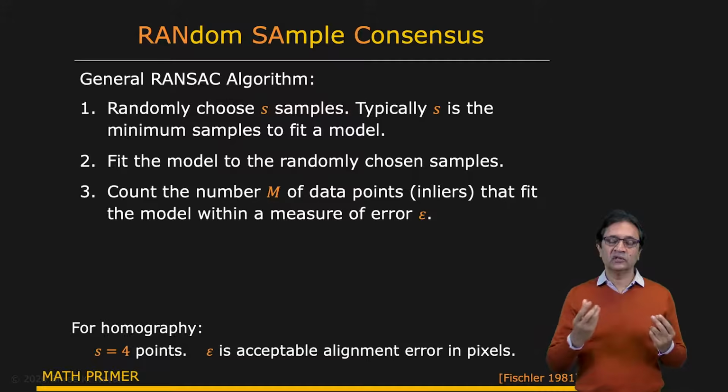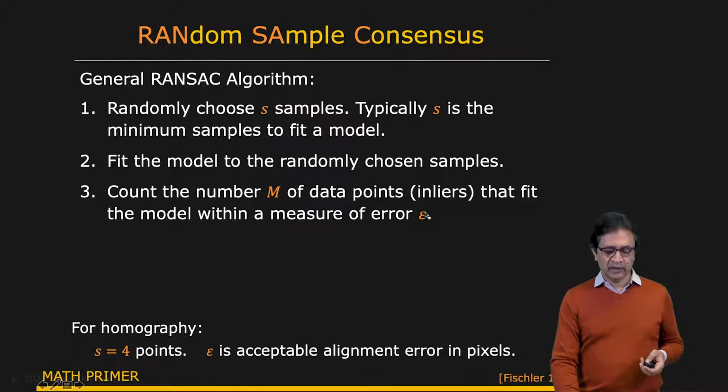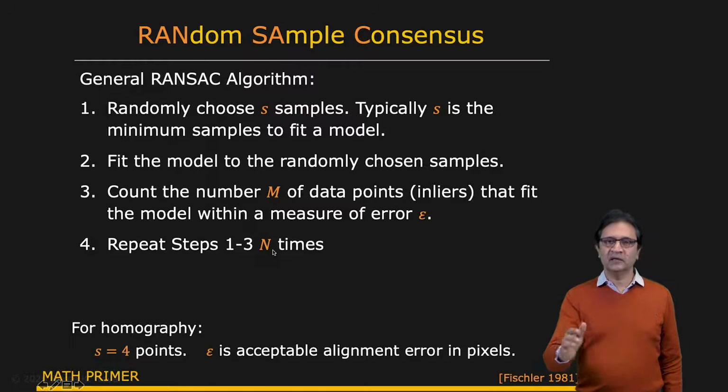And that distance you're going to use to determine whether it's an inlier or an outlier. So you're going to basically count the number of data points, in our case, pairs of matching points, that fit the model within some threshold, epsilon. You have to decide what this epsilon is. And then you're going to repeat these 3 steps n times. You're basically going to do exactly the same thing n times because you're randomly choosing.